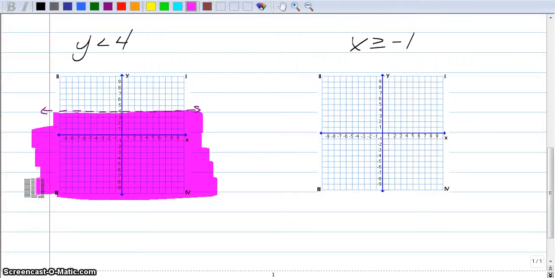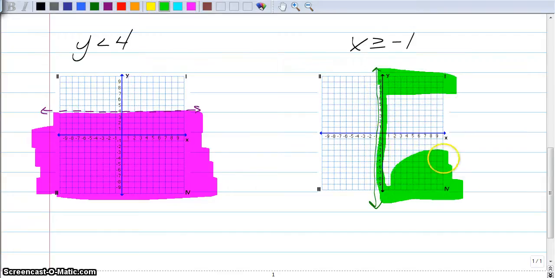The next example is a vertical line. Now, vertical lines are just a little bit tricky because I've been using the words shade above or below, but you can't shade above or below a vertical line. You can only shade to the right or to the left. So x is greater than or equal to -1. That's a solid vertical line at x equals -1. And since it says greater than, we know x is greater than to the right. So then you would just shade to the right, and you would be done.